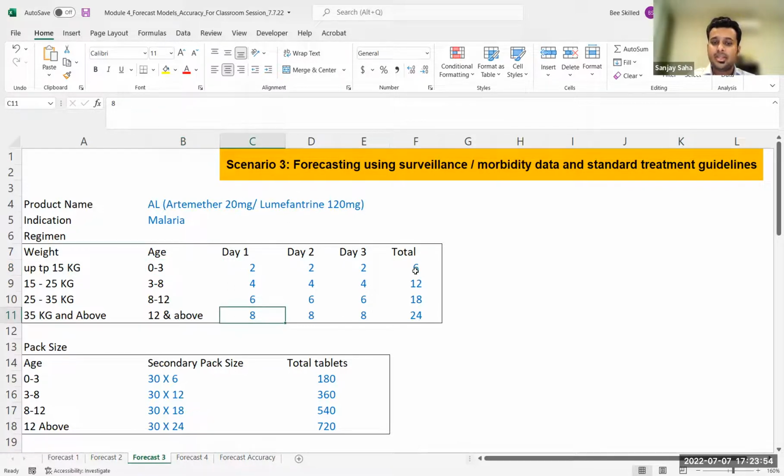These come in different packs as well, based on this regimen. For infants 0 to 3 years of age, it comes in a pack of 30 into 6, that is 180 tablets in a pack. In a pack, there are small strips of 6 tablets, so that for each patient they can give 6 tablets. So in a pack there are a total of 180 tablets, or for 30 patients in the age group of 0 to 3. Similarly, for 12 years and above, again 30 patients, but for each patient 24 tablets. So in total, the pack has 720 tablets. This is the complication in this particular scenario, because the treatment regimen varies by age.